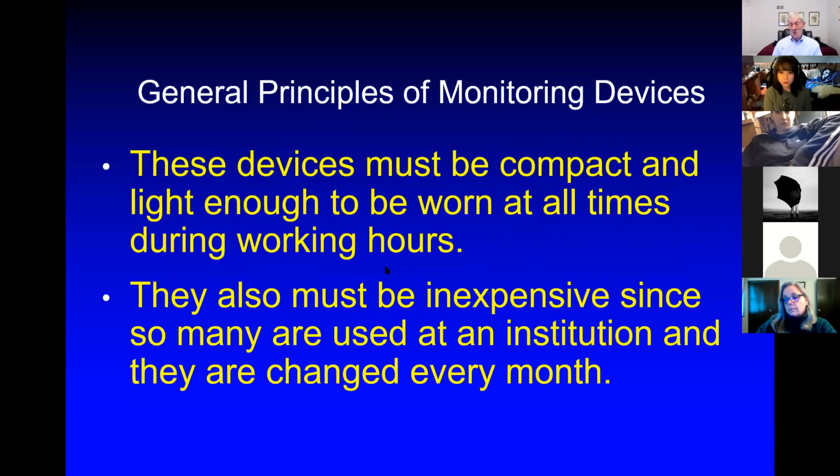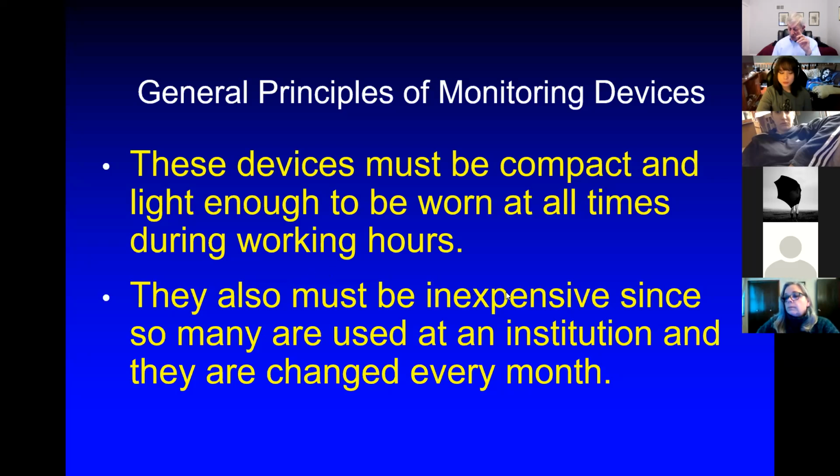Remember, some institutions have 100 workers that they have to badge, and they have to pay for, let's say, if it costs $25 per month, for 100 workers, you're looking at $2,500 per month times 12 months. You're looking at $30,000 to monitor people. And some really big institutions have even more than that. So we want them to be inexpensive.